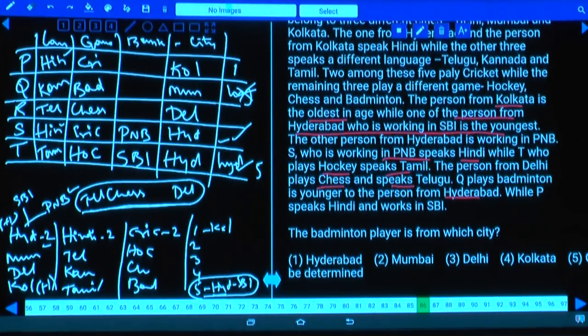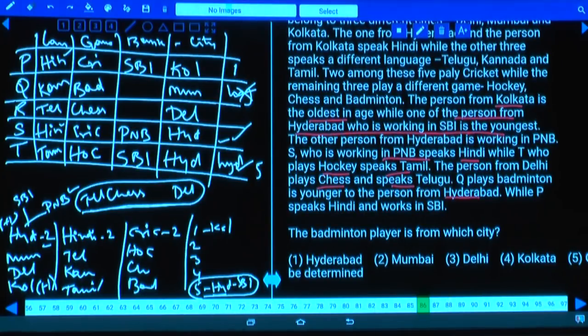P speaks Hindi and works in SBI. That means there are two persons who are working in SBI. SBI, PNB were done. Then we are left with the remaining two banks. No information is given about the remaining two banks at all, isn't it? Is there any information regarding this one? No information. This is the final arrangement.